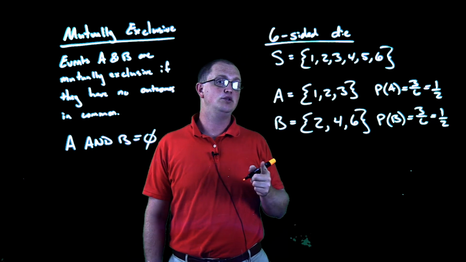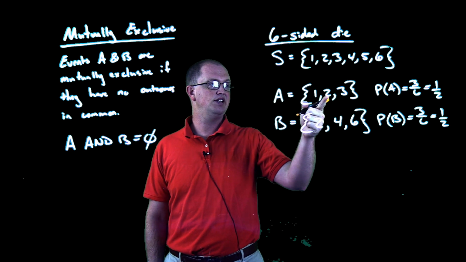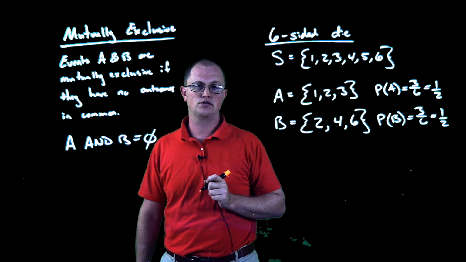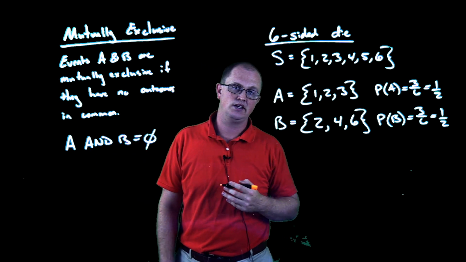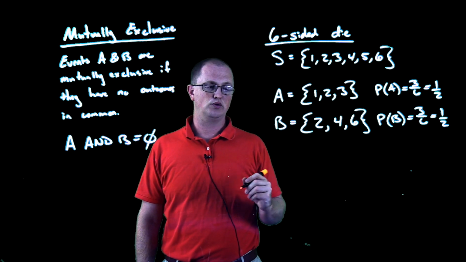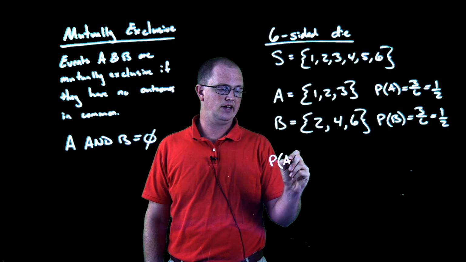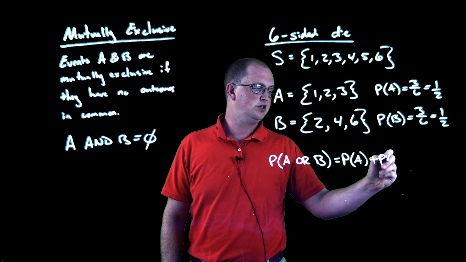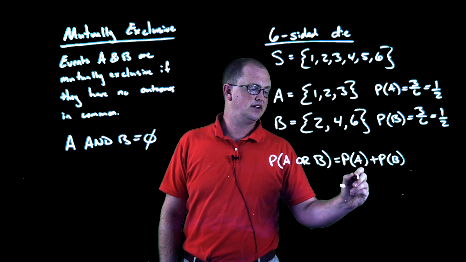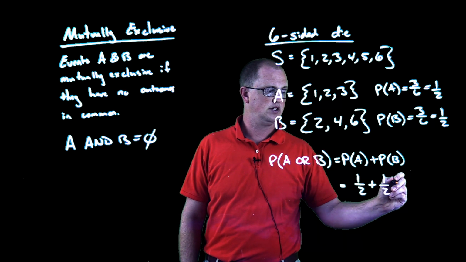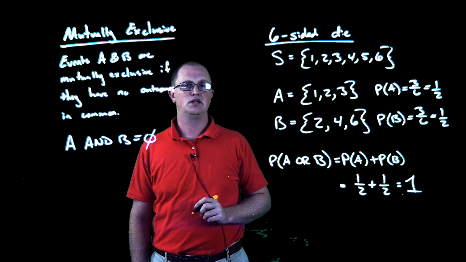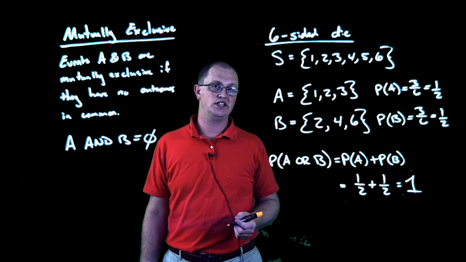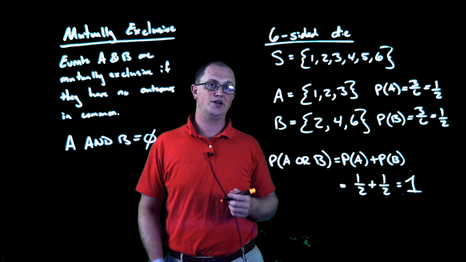They're also not mutually exclusive. We can see that 2 is in both A and B, so these would fail our definition of mutually exclusive. And if we tried to just blindly apply the mutually exclusive rule and say the probability of A or B is equal to the probability of A plus the probability of B, then we would get 1/2 plus 1/2, which is equal to 1. And remember, an event that has probability of 1 is an event that's guaranteed to happen. This is an event that no matter what, will occur.